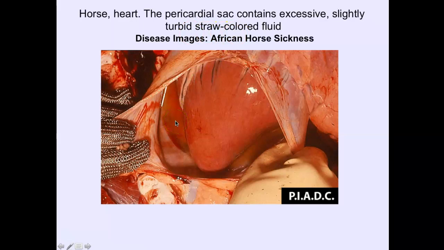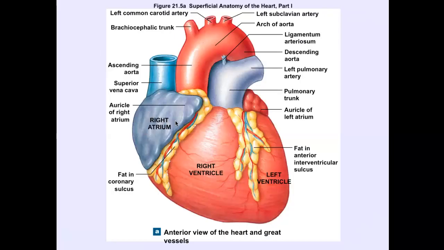Okay, so let's talk about the anatomy of the heart. So there are, actually I'm going to stop this so we can have a shorter next section.